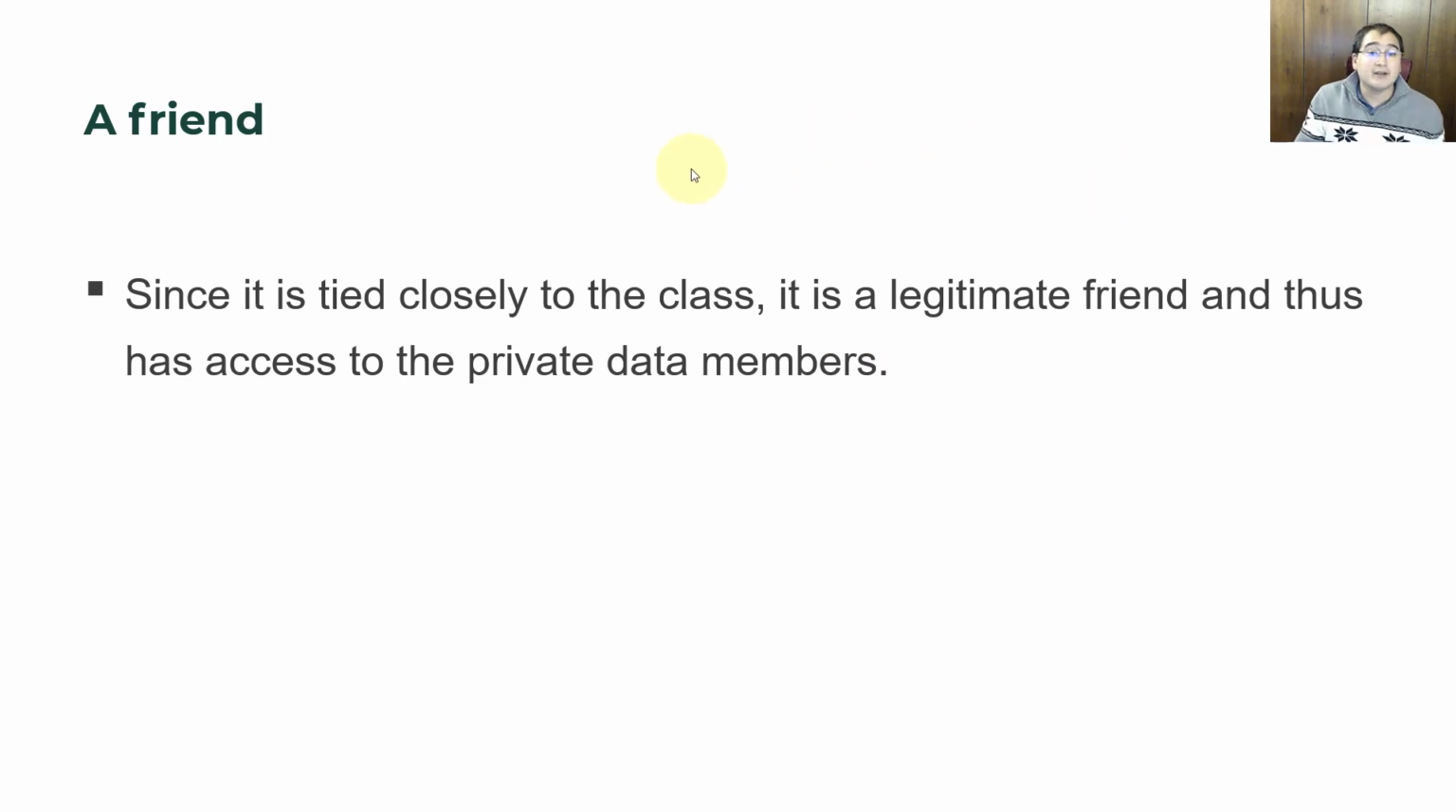And then once again, because the operator less than is closely tied to a class, and this class is closely tied to the clock class, this is a good legitimate use of a friend function. We want to make the operator less than a friend function so that it can access the private data members.